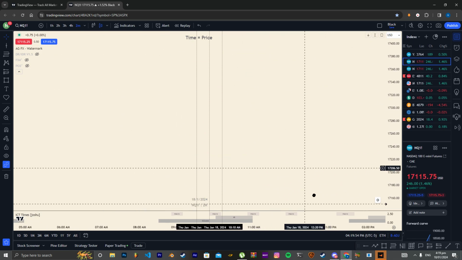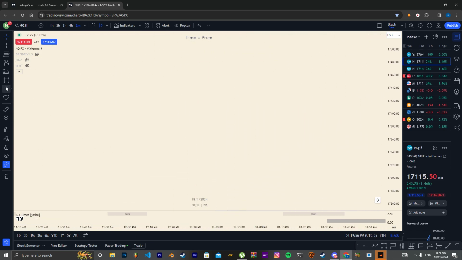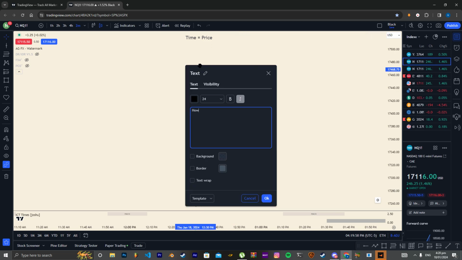So let's go over the framework of how to catch a high probability turtle soup.